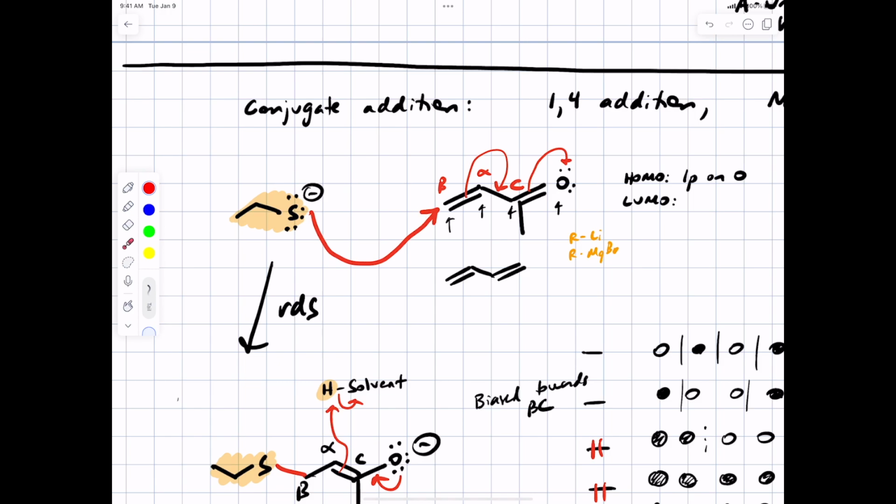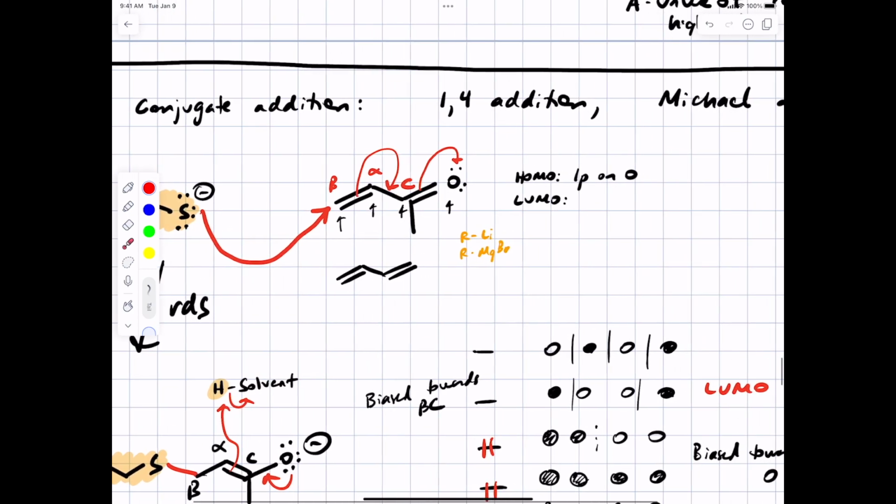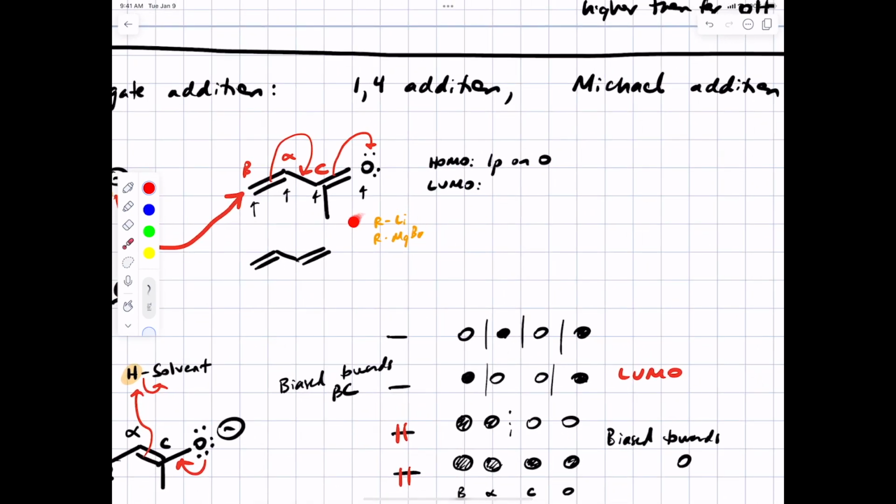So you'll see in general that softer nucleophiles like thiols, cuprates, amines, enolates attack the beta carbon. Harder nucleophiles like organolithiums or Grignards will attack the carbonyl carbon. And that's a little bit more satisfying than having to memorize it. Not much, but a little bit more.